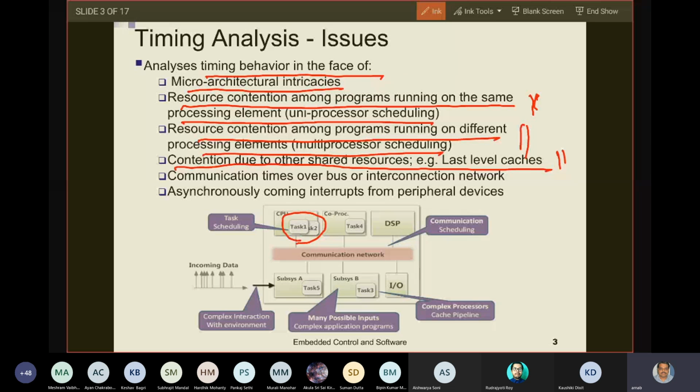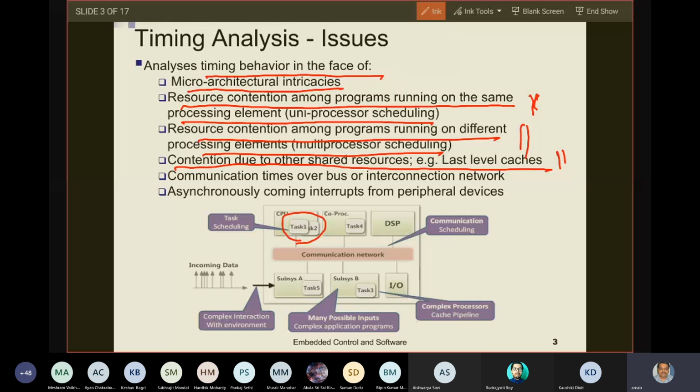But depending on the locality of reference of your program, that means how frequently the data that you are currently using will be used again in future, or how frequently the data around the data that you are currently accessing will be accessed in the future. That is called locality of reference. Based on that, your hit or miss on the cache is going to vary, and this property can hugely make a difference to the execution time of your task or program.